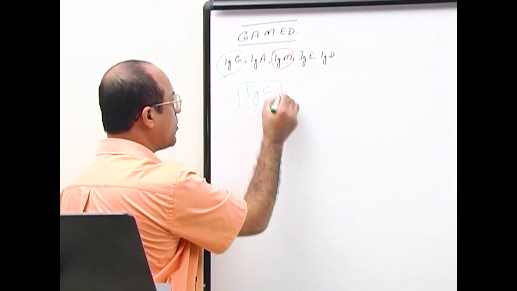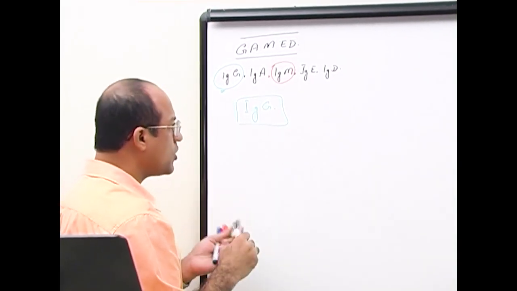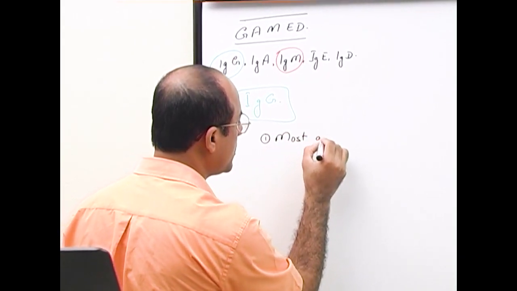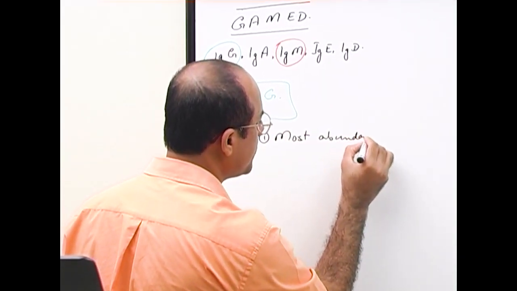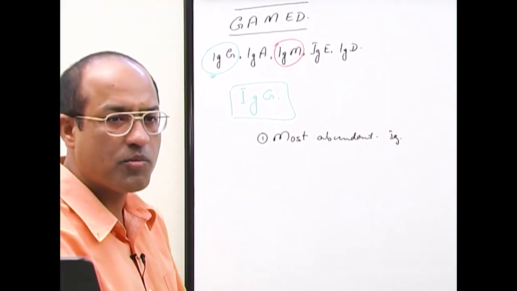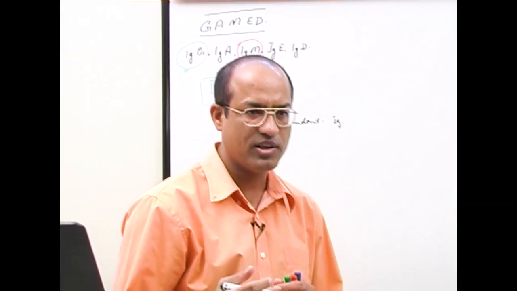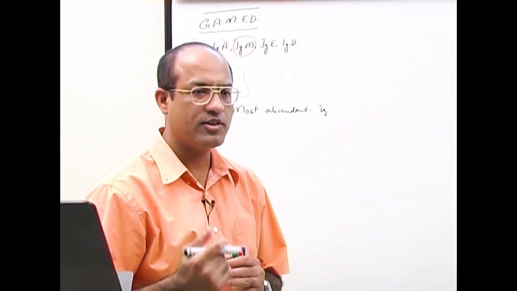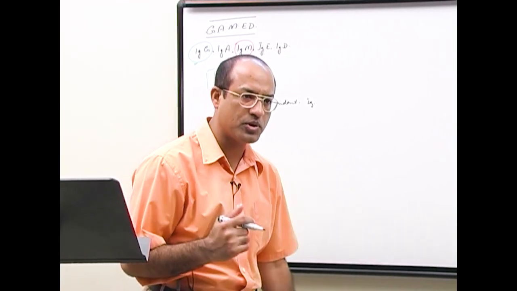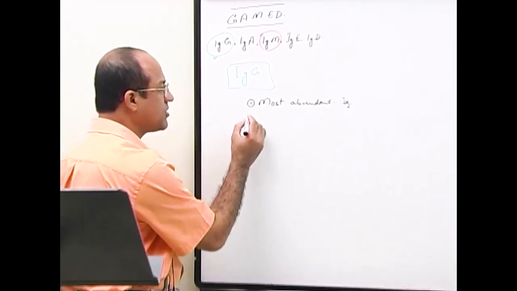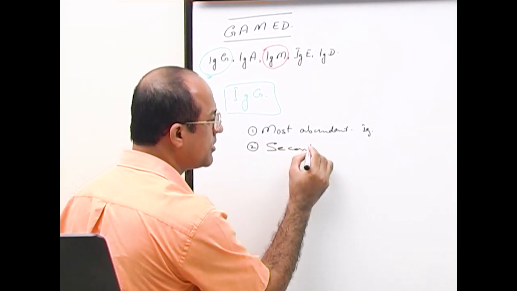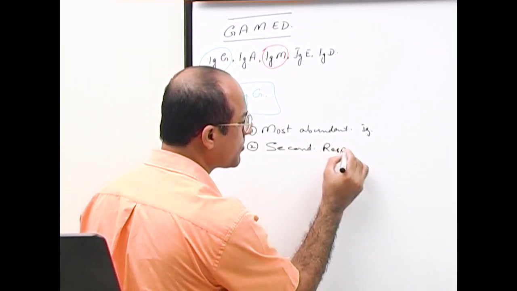Immunoglobulin G is number 1. It is the most abundant immunoglobulin in your body. You know why? Because with repeated infections, immunoglobulin G keeps on accumulating, right? You must be knowing that immunoglobulin G is the antibody of the secondary response.